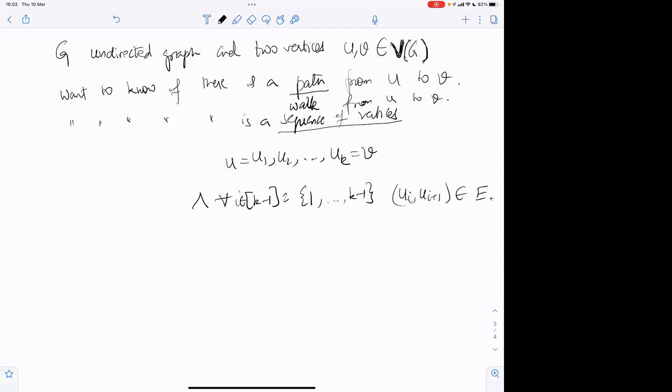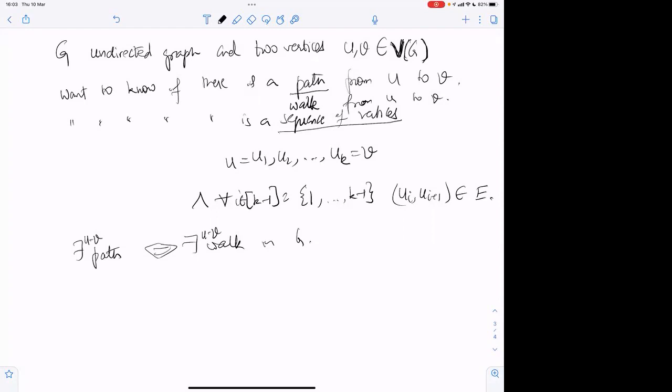So there exists a path if and only if there exists a walk. There exists a u-v path if and only if there exists a u-v walk in G. Correct? That's what you just told me. But they are different objects nonetheless.